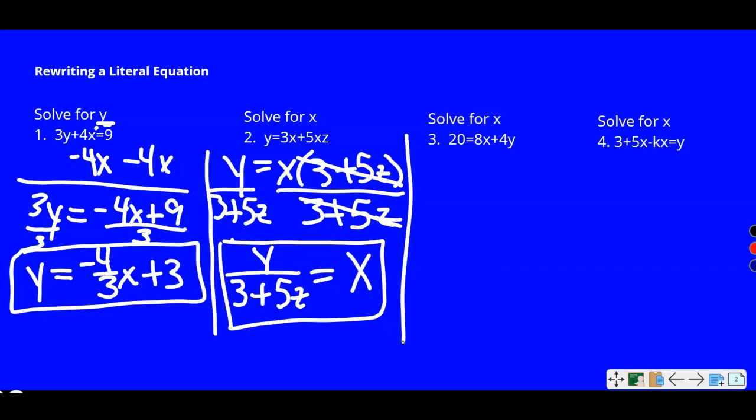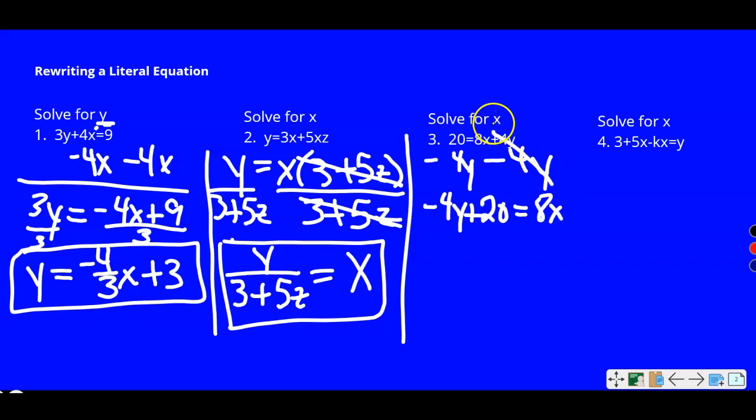The next example, solve for x. 20 equals 8x plus 4y. We're trying to solve for x, so let's subtract 4y on both sides. Again, we can't combine a 20 with a number with a y, so we're just going to write negative 4y plus 20 and leave those separate. Those are not like terms, so you can't combine them. And then on the other side, that cancels and it leaves just 8x.